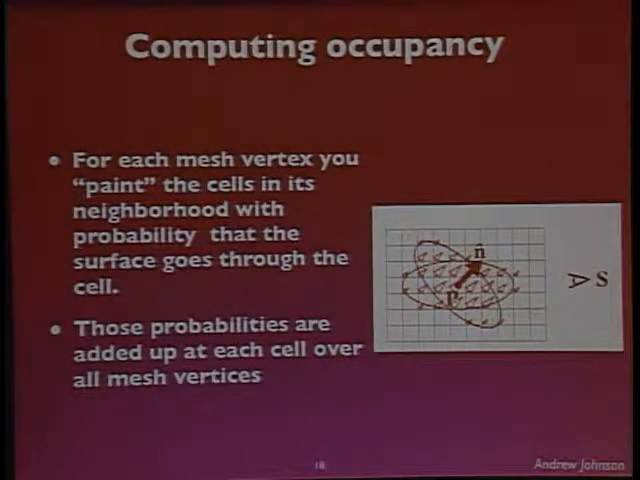So for every point in each one of my meshes that I was given from my sensor, I'm going to take each point on it and smear it in the occupied space in this way to try to account for these kinds of errors. So you add up those probabilities and basically average them over all points from all meshes, and you do this at every position in your grid.